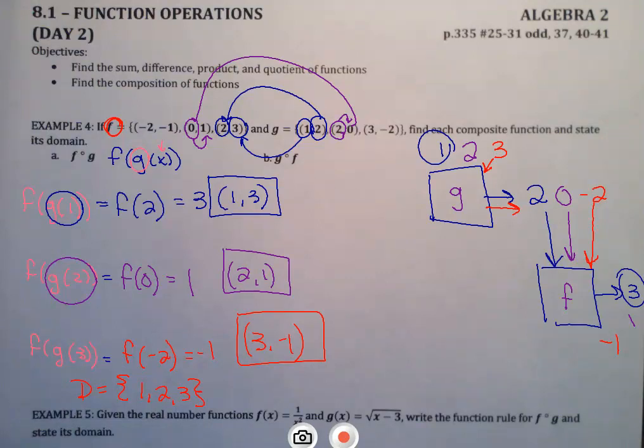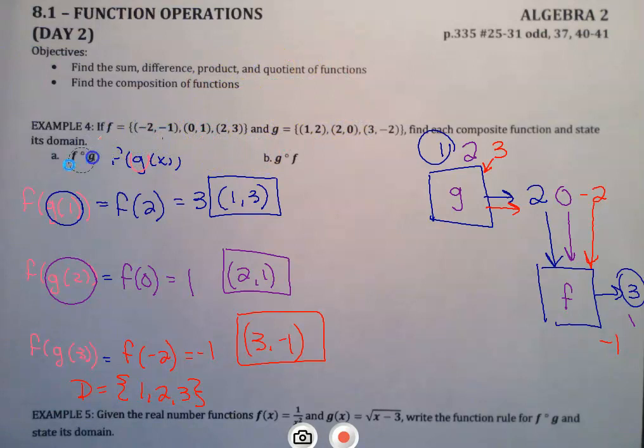Okay, so do we need to do the next one, the g of f, or do you feel really good about it and you're like, no, I got this now? Does the function machine idea help? I don't know what I'm doing. Kind of, okay.